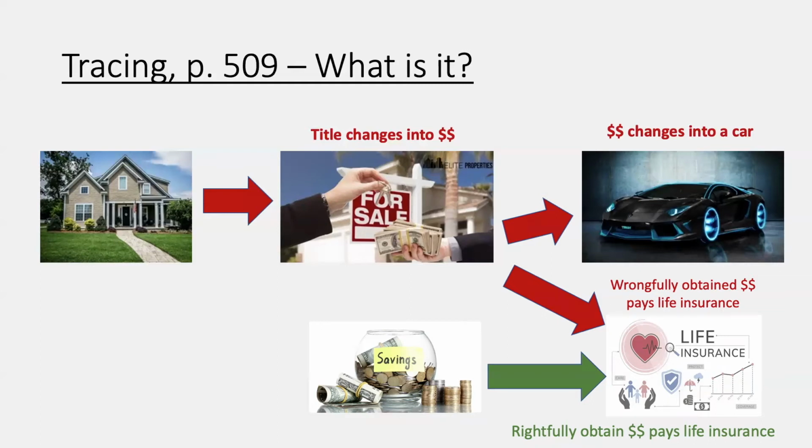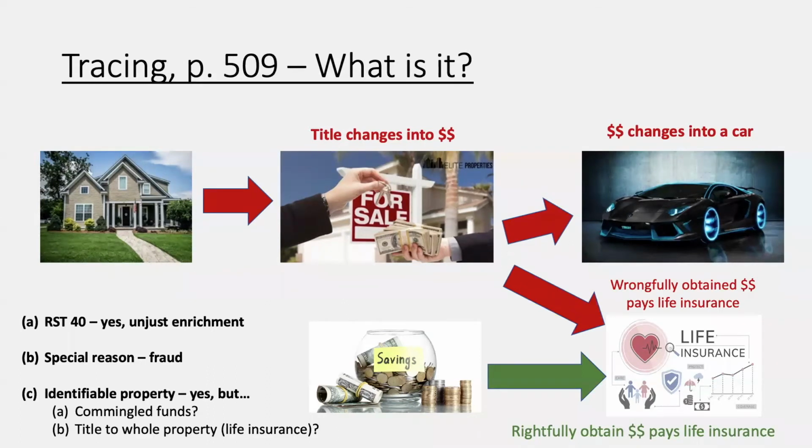And so let's go back to our elements. Well, Restatement 40, yeah, all three of them are obviously met, right? There's unjust enrichment, there's the benefit of the house, which turned into money, which is the life insurance, which is all unfair because it was obtained through fraud, right? And that's a special reason, it's fraud and they want their property back. They don't want just the money. And so do we have an identifiable property? Well, the answer is yes. However, this identifiable property, the life insurance, has commingled funds, right? Rightfully and wrongfully obtained property. Should the plaintiff get title to the whole property of the life insurance?